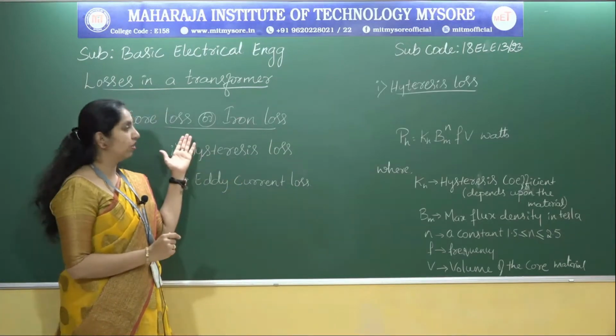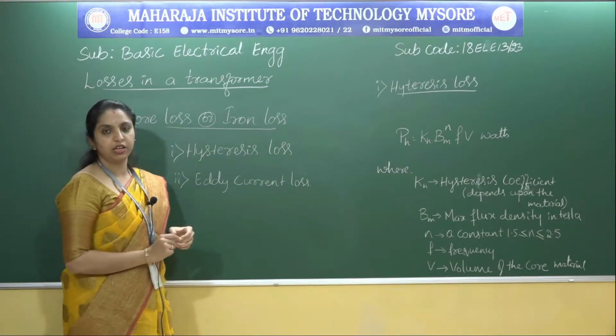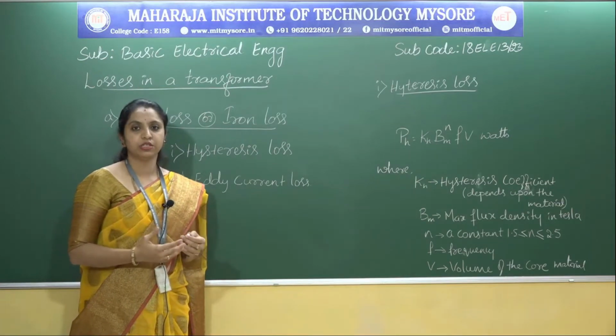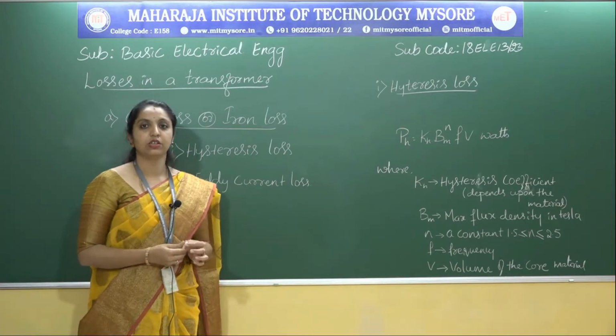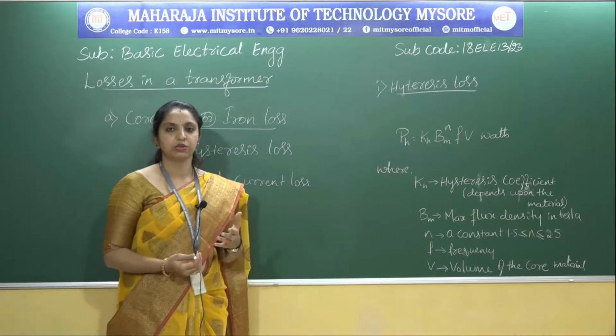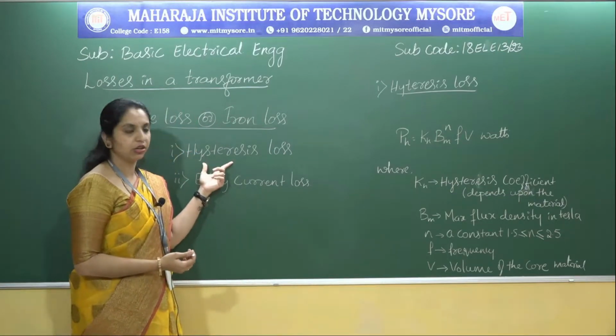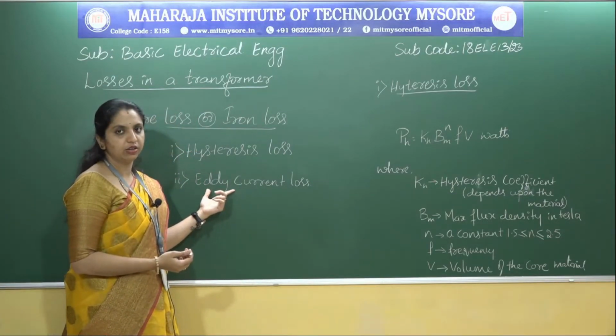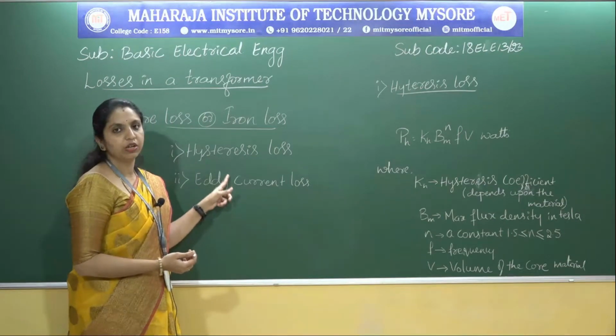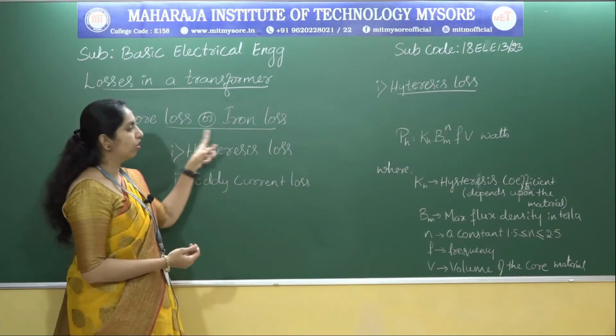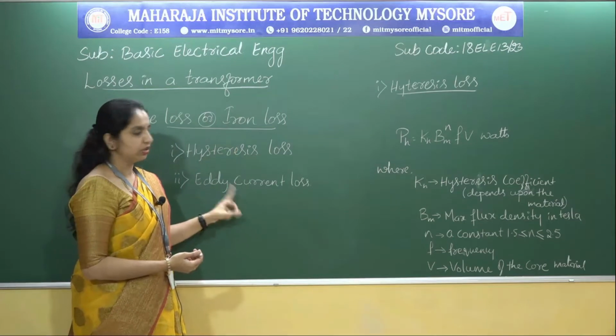In the first loss, that is core loss or iron loss, there exist two reasons for the energy loss in the core of the transformer. One is hysteresis loss and another one is eddy current loss. So there are again two types of losses under the core loss or iron loss.